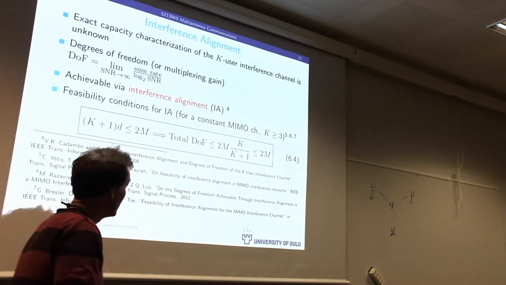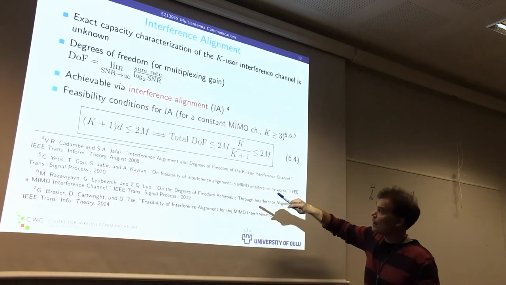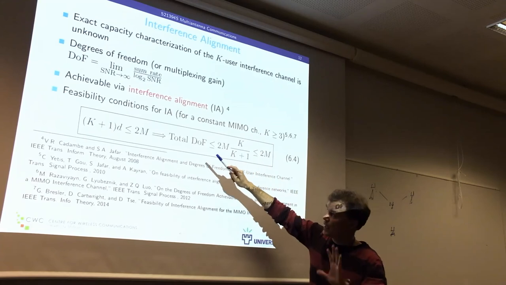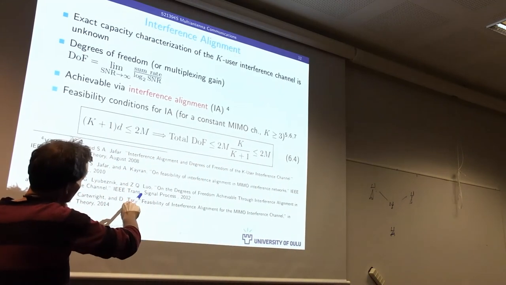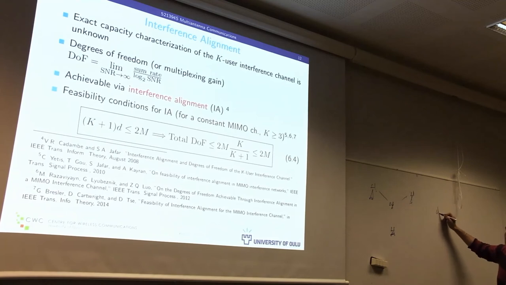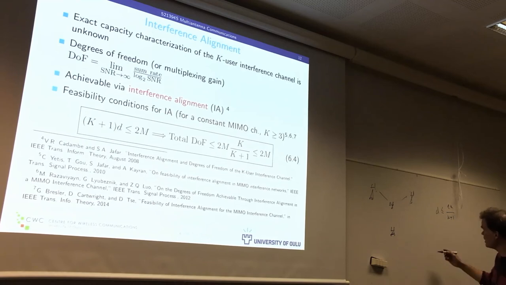It gets more complicated. And an interesting result is that if you keep M fixed, but you increase K, okay, this is the decrease of degrees of freedom for one user. And then the total number, of course, is K times D, K times 2M over K plus 1, which is upper bounded by 2M as K goes to infinity. Okay, this goes to 1.